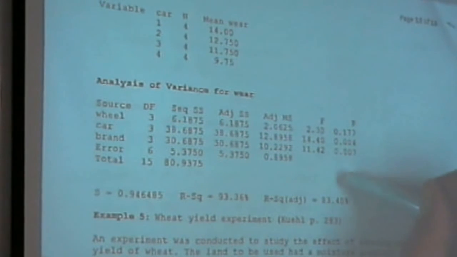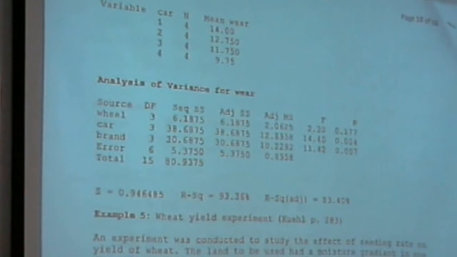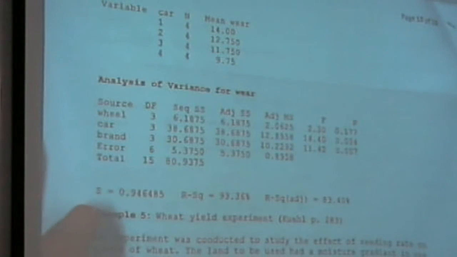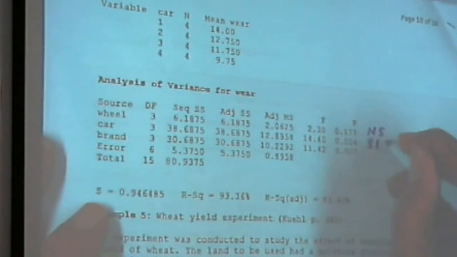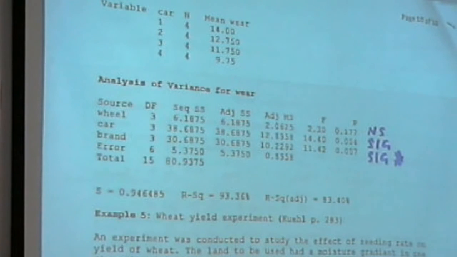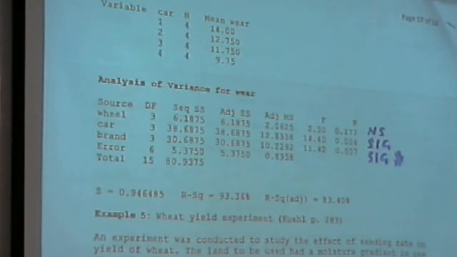So here's the ANOVA table. If you look at the ANOVA table for the quick, crude conclusions: row, not significant. Car, significant difference due to car. Brand, significant difference due to brand. And that's probably the most important conclusion that the researchers would be looking for. They don't really care if there's a difference between the cars, right? That's not their research goal. But they would care if there's a difference in the wear of the different brands of tires.